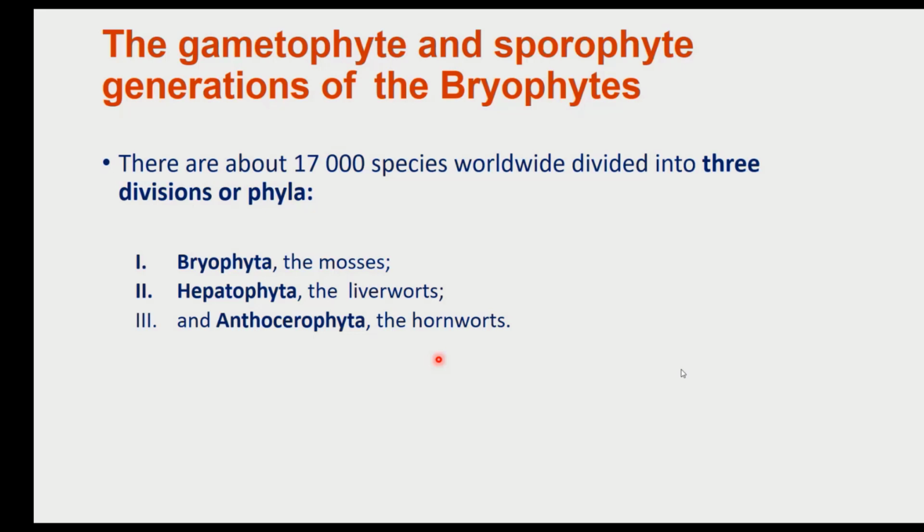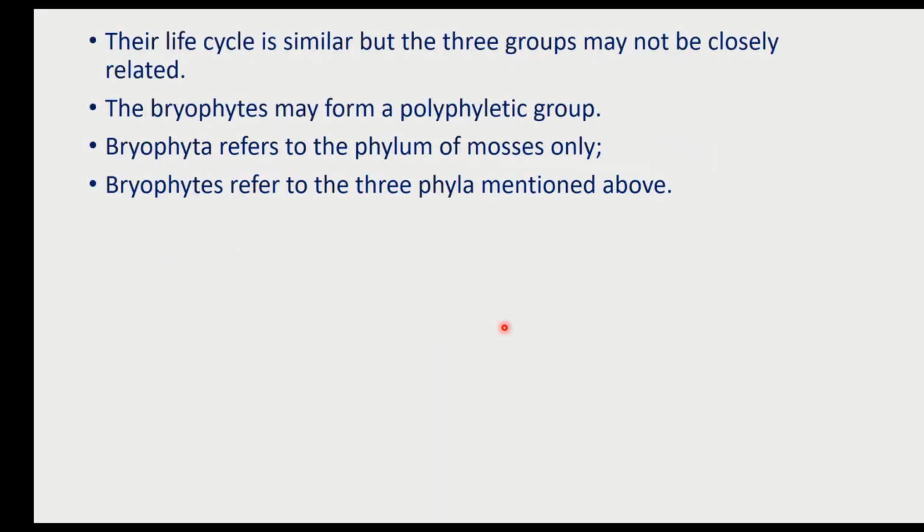Then the gametophyte and sporophyte generation of the bryophytes, where there are about over 17,000 species worldwide, which are divided into three divisions or phyla. These phyla are bryophyta, hepatophyta, and anthocerophyta, where their life cycle is similar, but the three groups may not be closely related. Why? Because the bryophytes may not form a phyletic group. Bryophyta refers to the phylum of mosses only, in that sense. And bryophytes refer to the three phyla mentioned above.